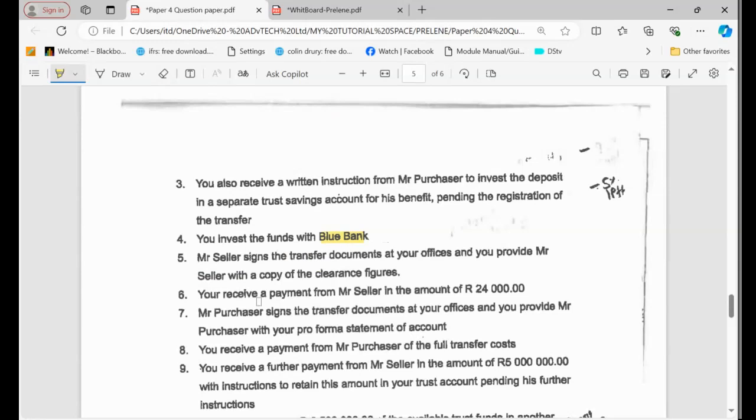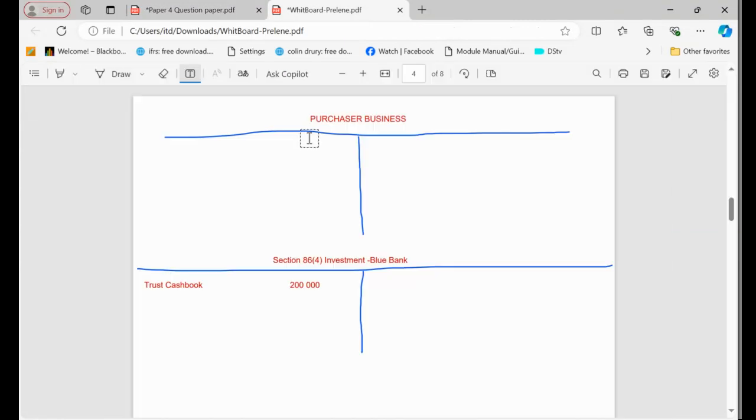On the 5th, Mr. Seller signs the transfer document at our office and you provide Mr. Seller with a copy of the clearance. Thank you very much for the information. And you receive a payment from Mr. Seller in the amount of 24,000. How can I approach this one? Receive from Mr. Seller payment in business bank.